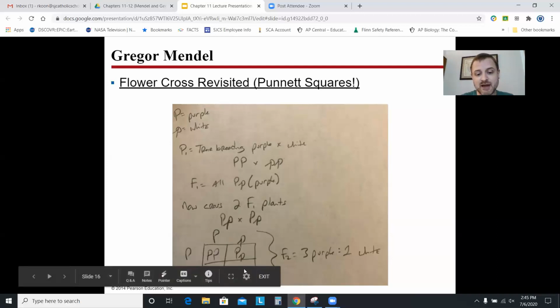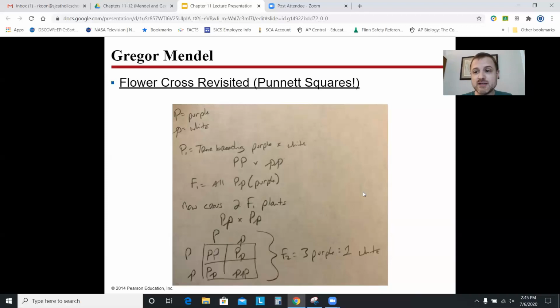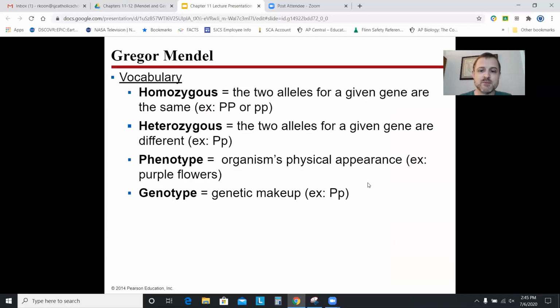So there's three ways to be purple, one way to be white. That's a 3-to-1 ratio in my F2s. So that's why mathematically Mendel kept getting a 3-to-1 ratio. Okay. Vocabulary, I've been using these terms.